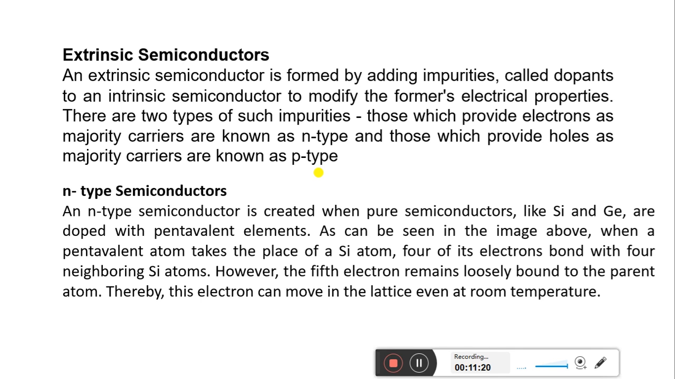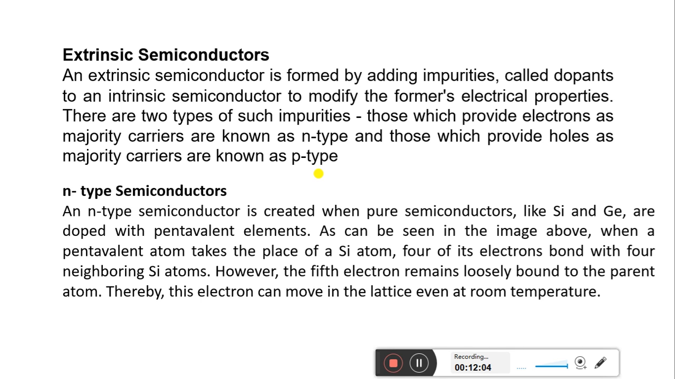An n-type semiconductor is created when a pure semiconductor like silicon or germanium is doped with pentavalent elements, as can be seen in the figure. When a pentavalent atom takes the place of a silicon atom, 4 of its electrons bond with the 4 neighboring silicon atoms. However, the 5th electron remains loosely bound to the parent atom. Thereby, this electron can move in the lattice even at room temperature.